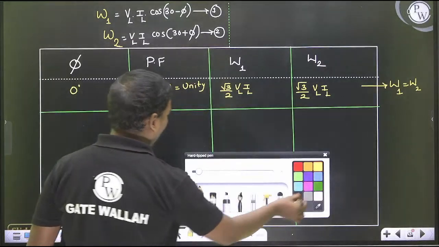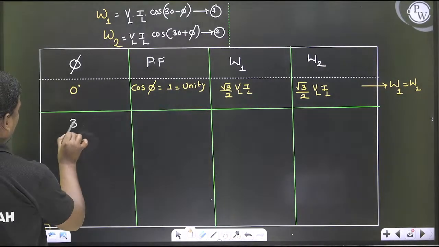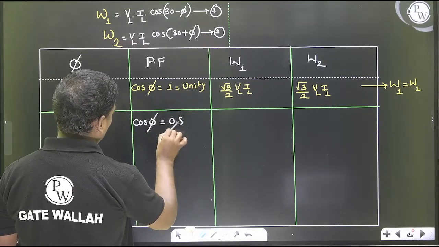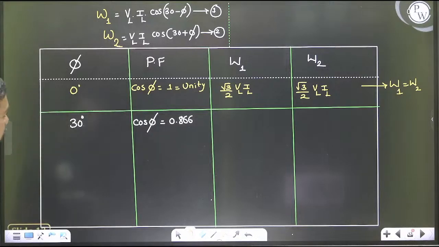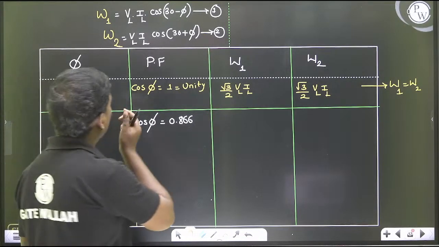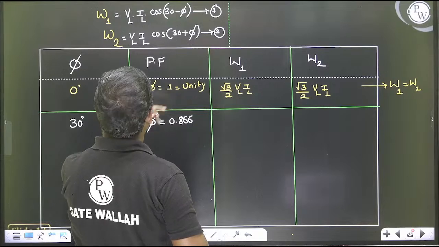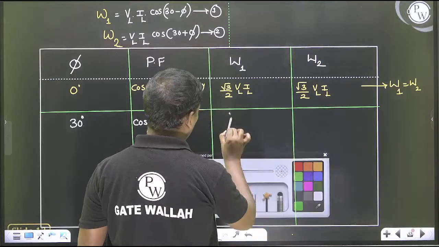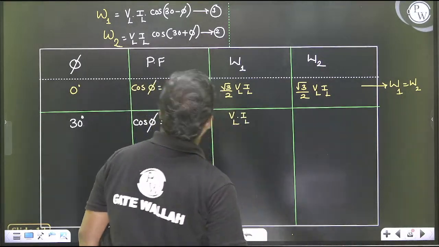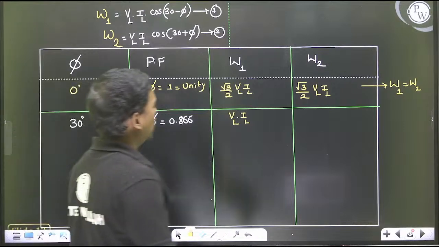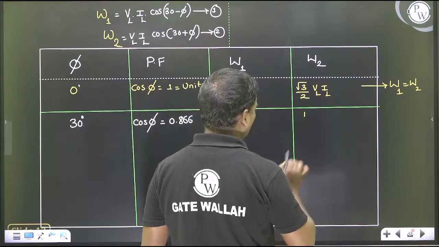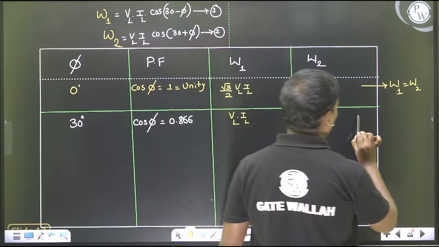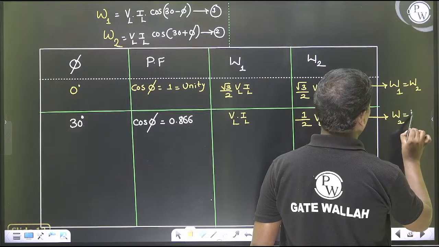If suppose phi is 30 degrees, then cos phi is cos 30, root 3 by 2, that is 0.866. Substitute phi 30: 30 minus 30, cos 0, so this will become VLIL. And 30 plus 30, cos 60, that will become 1 by 2 VLIL. So W2 is equal to W1 by 2.